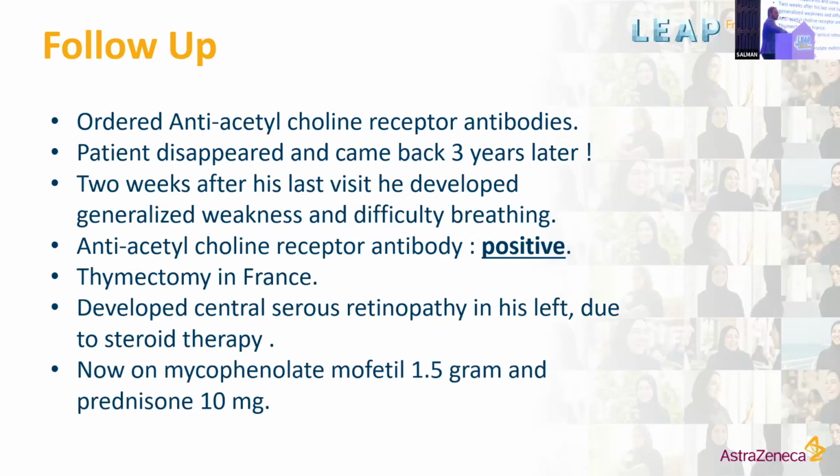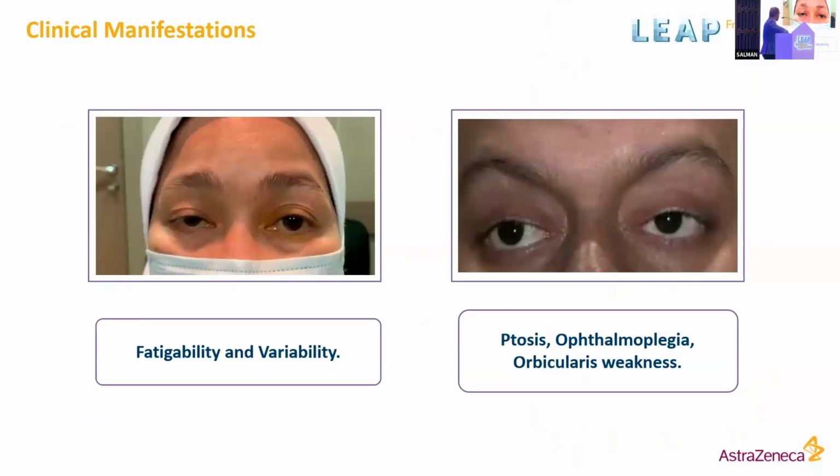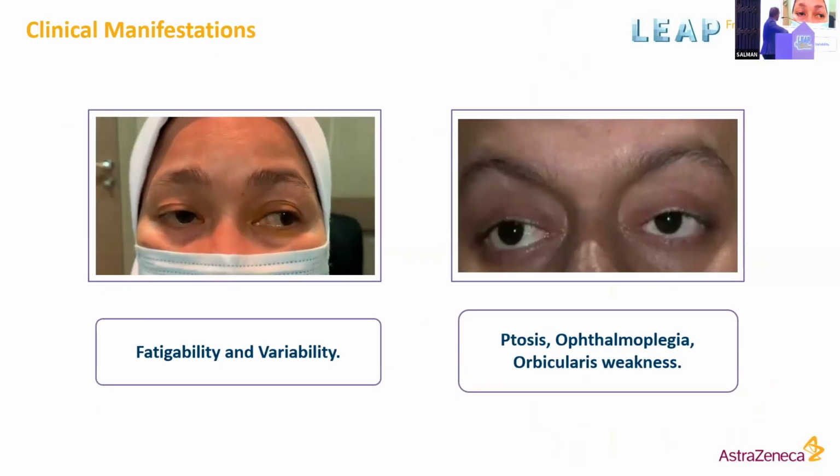So this is the typical scenario when we have someone with ocular myasthenia, is that the diagnosis itself is not really straightforward. And there are a lot of mimickers to the diagnosis. So I'm just going to show you some quick videos.